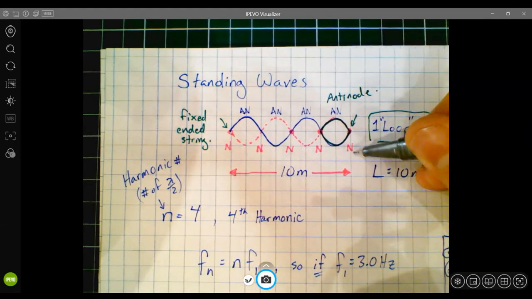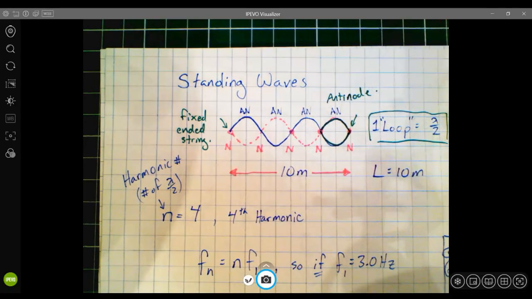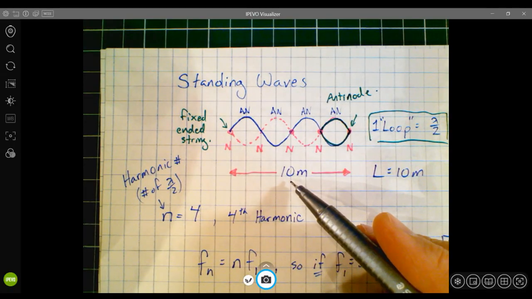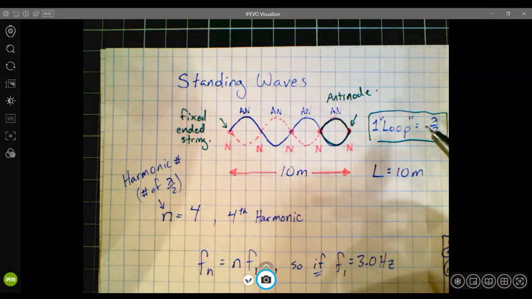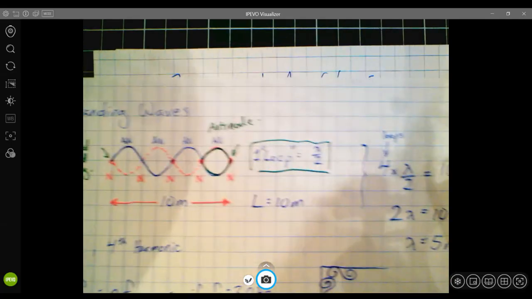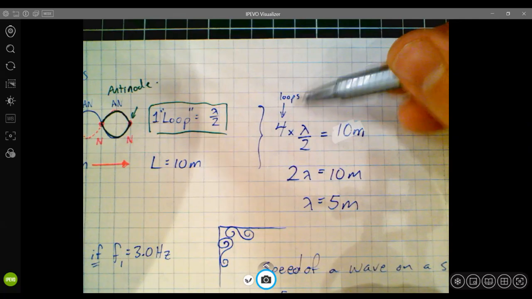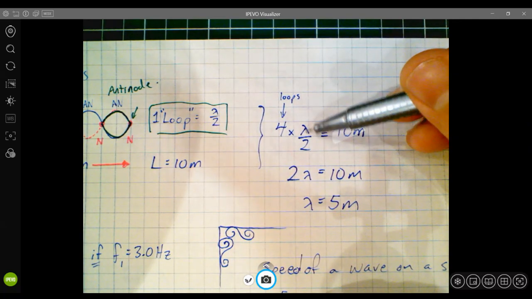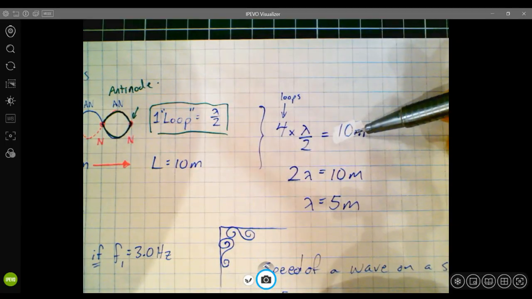And node is spelled the same way, but without the anti. Let's just say that we have a string that's 10 meters long and it has 4 loops on it. If one loop is half a wavelength, and the string is 10 meters long, then 4 half wavelengths is equal to 10 meters.